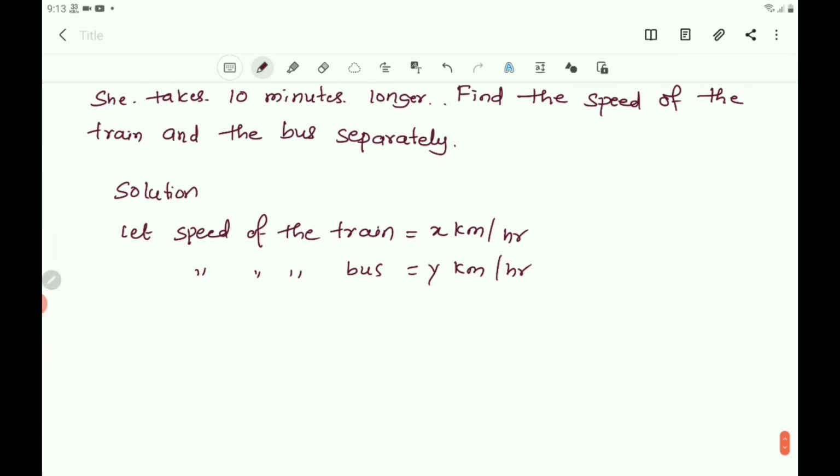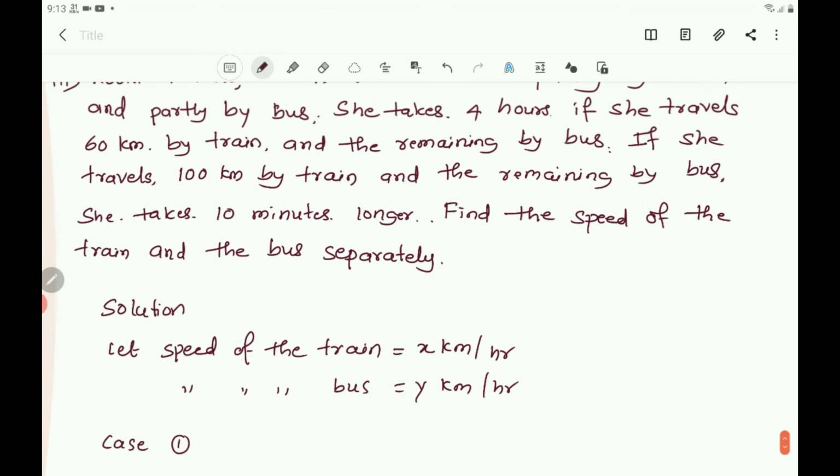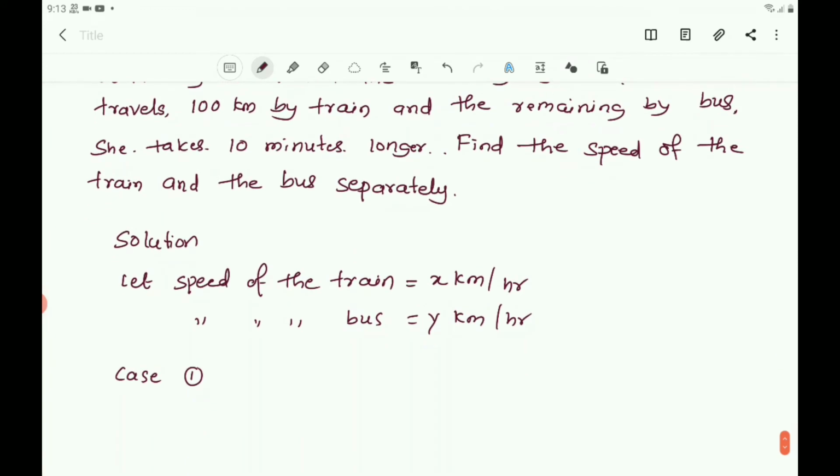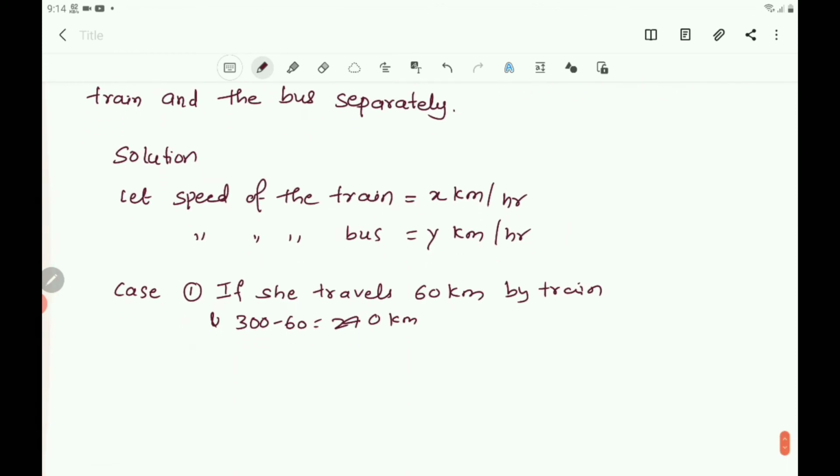Now take case 1 here. Case 1: if she travels 60 km by train and 300 minus 60 equals 240 km by bus, the time taken is 4 hours.